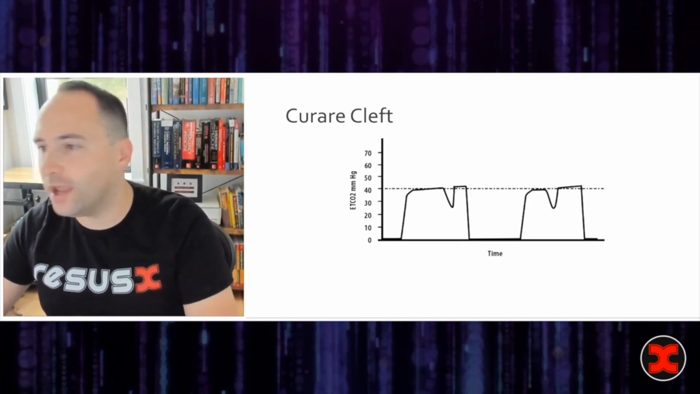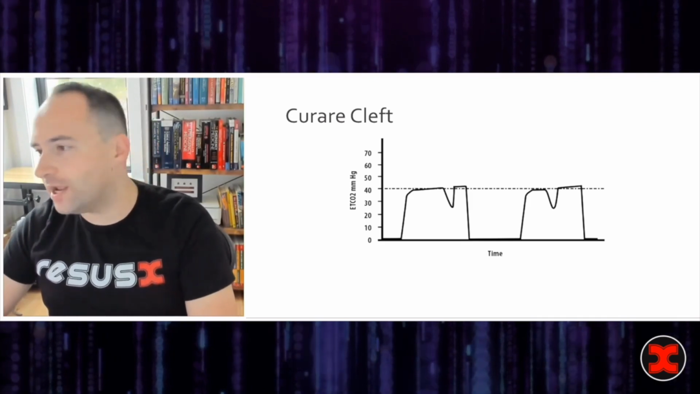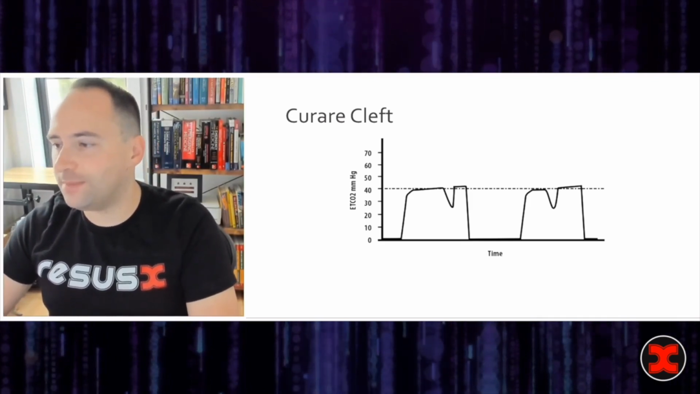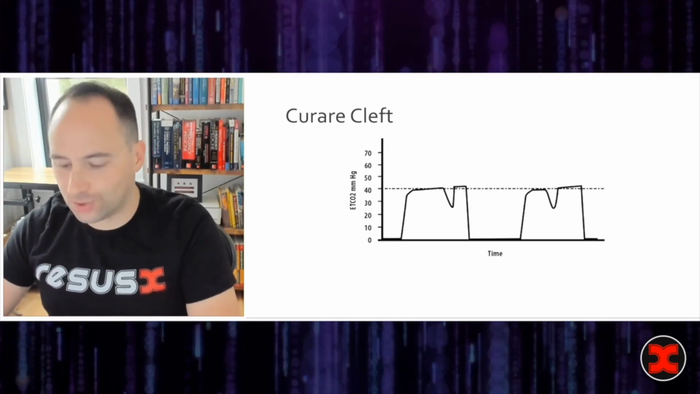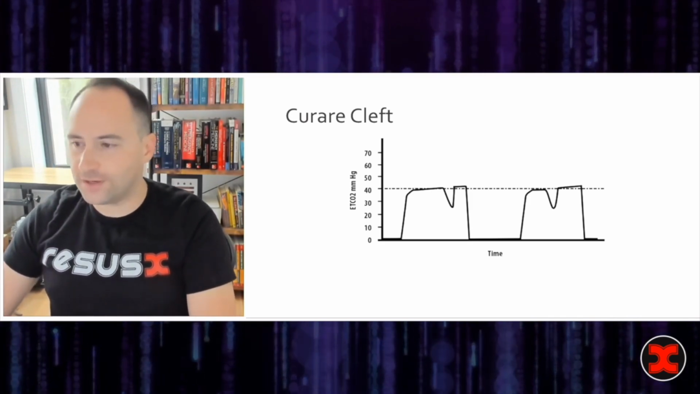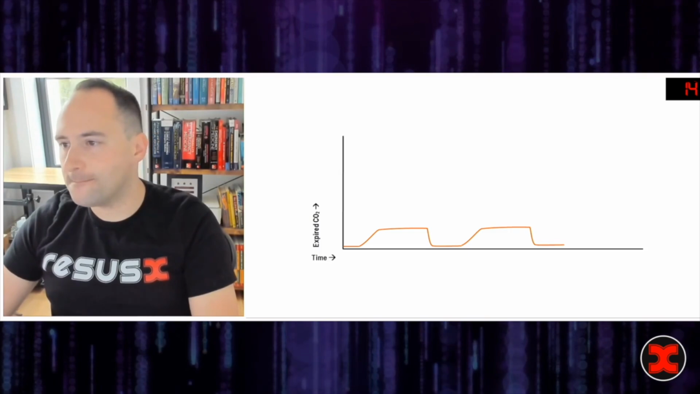This is a very good way to look for ventilator dyssynchrony, looking for very crisp, steep inhalation patterns during phase 3. So this is called the Curare cleft. All right, next case.